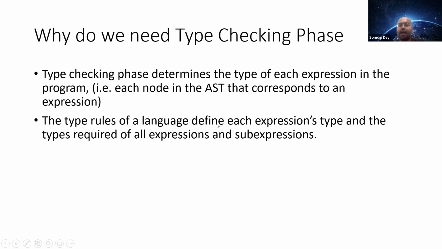So once again, why do we need the type checking phase as part of the semantic analysis? It is because the type checking phase determines the type of each expression in the program, which is basically each node in the abstract syntax tree that corresponds to an expression. So the type rules of a language define each expression's type and the types required of all expressions and sub-expressions.